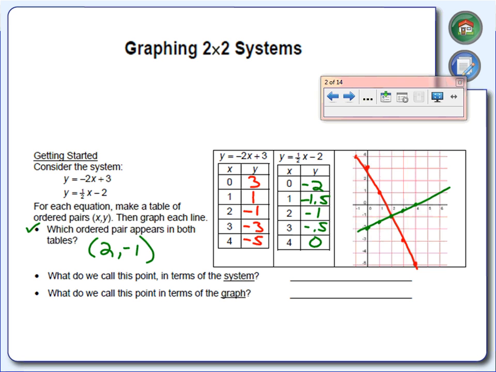What do you call this point in terms of the system? We call that point, 2, negative 1, the solution. That is our answer to the system. Solution, the answer. What do you call this point in terms of the graph? In terms of the graph, we call that the point of intersection.